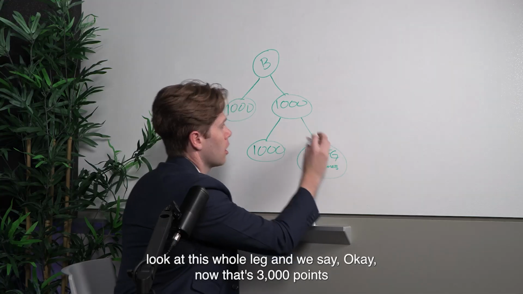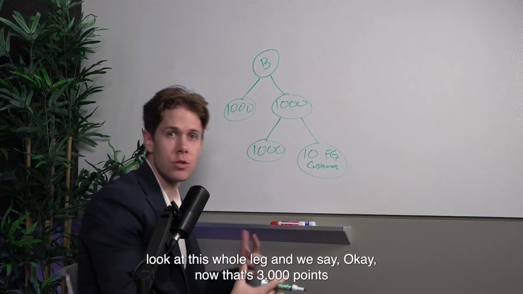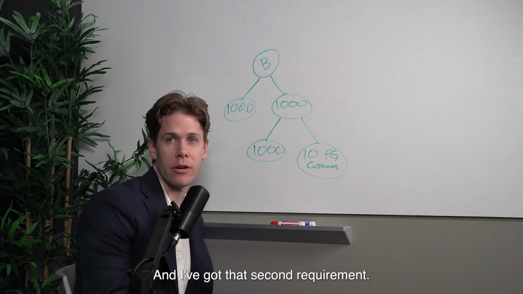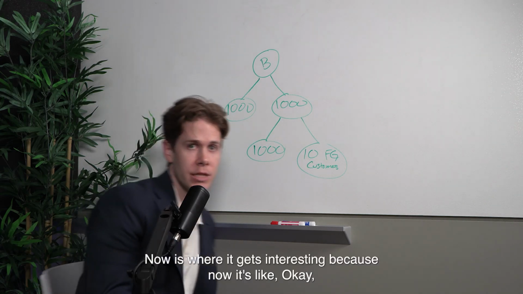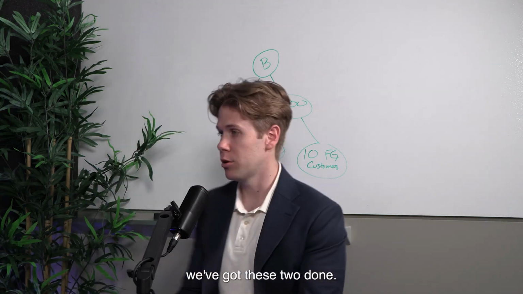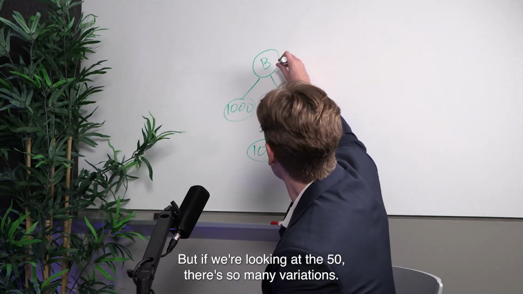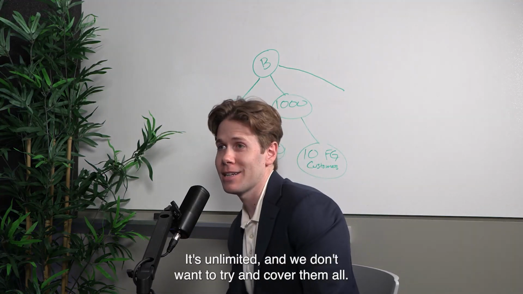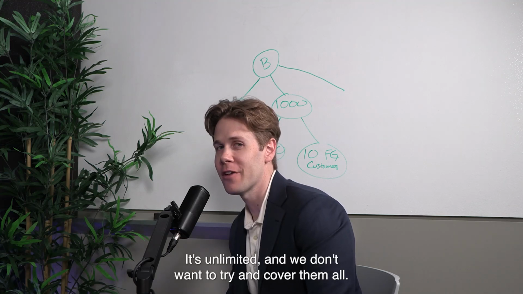And from that, if we had 10 Fieldgray customers here, we look at this whole leg and we say, okay, now that's 3,000 points or 30 Fieldgray sets. And I've got that second requirement. And now is where it gets interesting because now it's like, okay, we've got these 2 done. But if we're looking at the 50, there's so many variations. It's kind of unlimited and we don't want to try and cover them all.